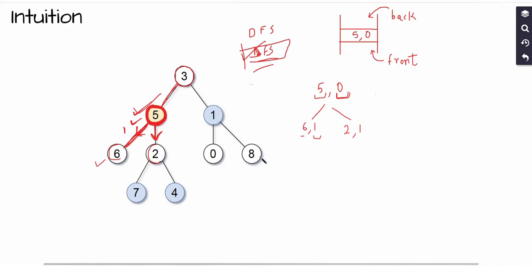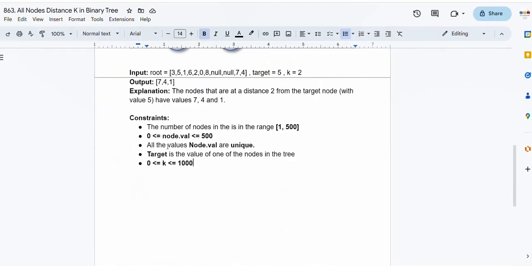So we can observe that one node has exactly one parent in a binary tree. We know this fact. Hence, I can map each node with its parent value. So 5 can be mapped with 3. Similarly, this 6 can be mapped with 5. This 2 can also be mapped with 5, because we know that all the values in this binary tree are unique. We know this fact from the problem statement.